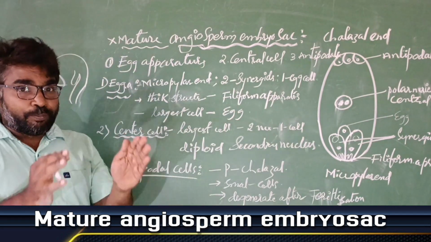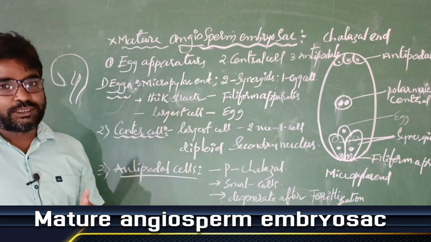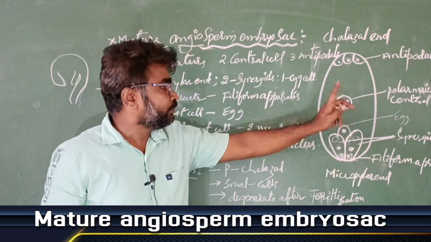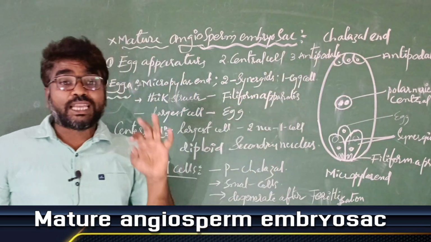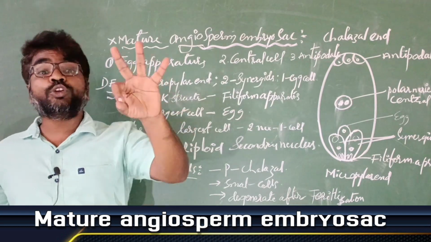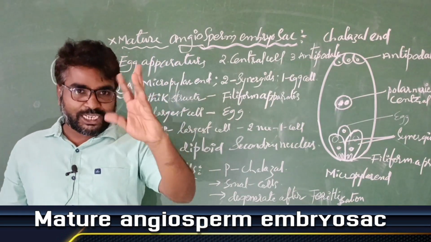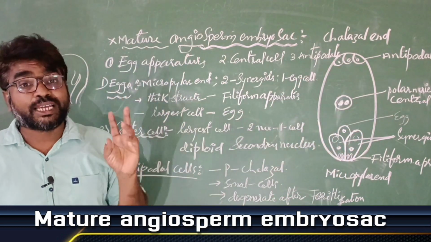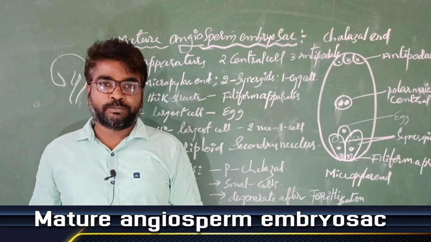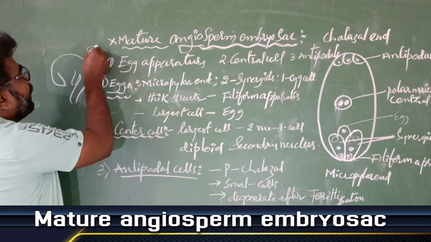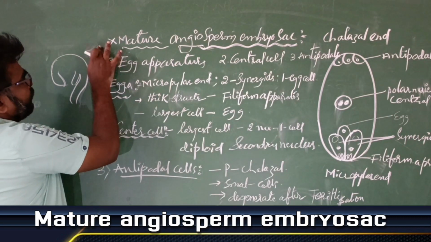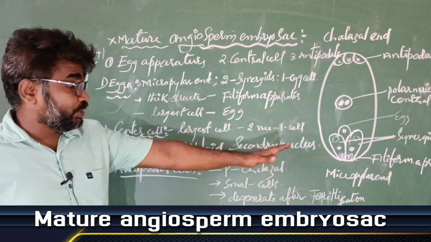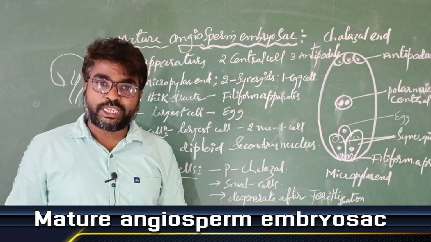In the matured embryo sac, how many cells are there? 1, 2, 3, 4, 5, 6, 7. A 7 celled, 8 nucleated structure. Only 7 cells are there, but here 8 nuclei are present. We can write that, it is the important point: 7 celled, 8 nucleated structure, that is the matured embryo sac.